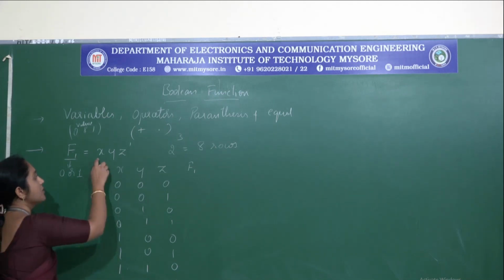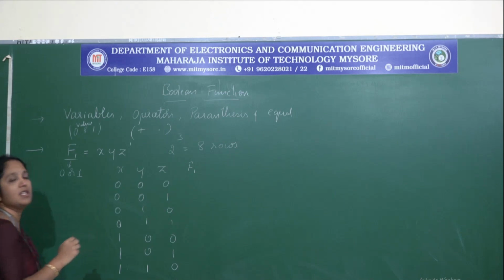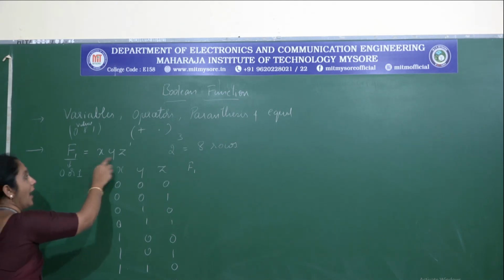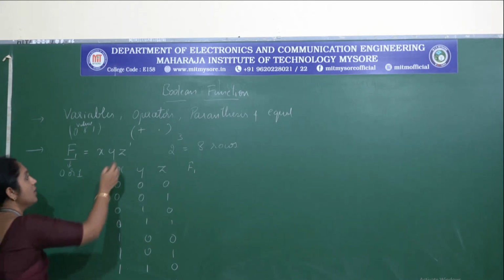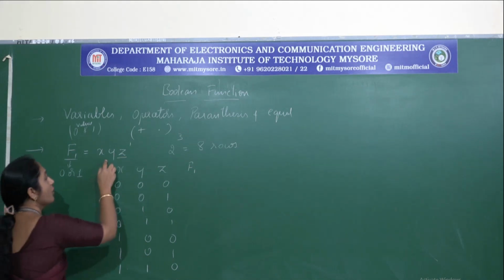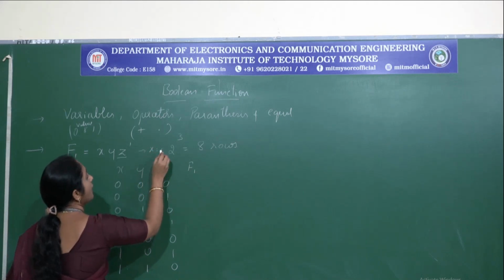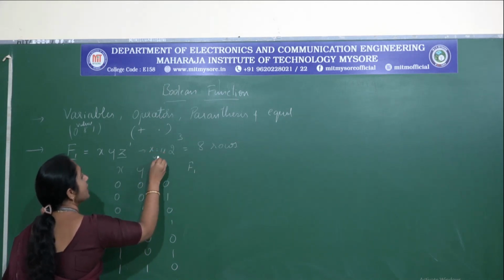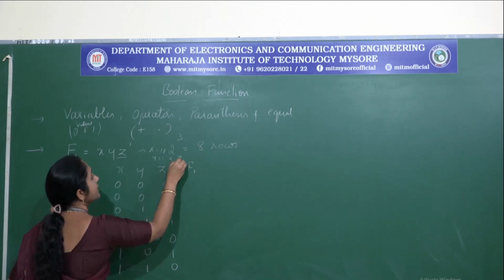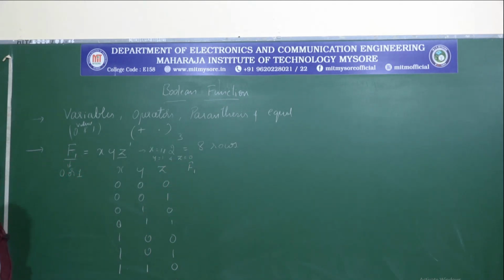Now if you observe this, the operation we have between these variables is AND operation, and you can observe that one of the variables is in its complement. Therefore, whenever we have x equal to 1, and y equal to 1 and z equal to 0, we will have logic 1 for the function. For all other combinations the output is equal to 0.